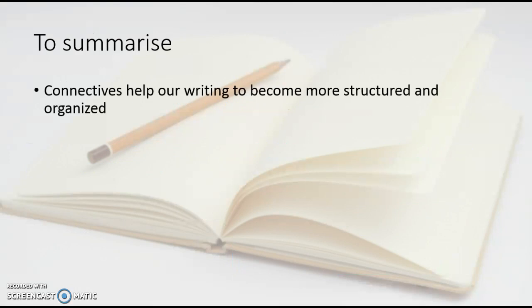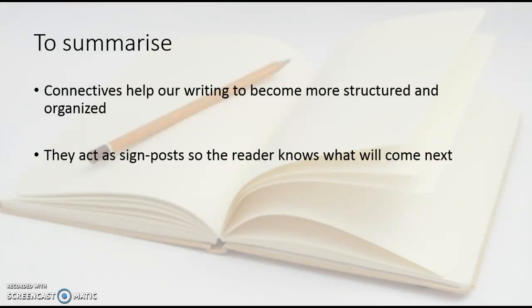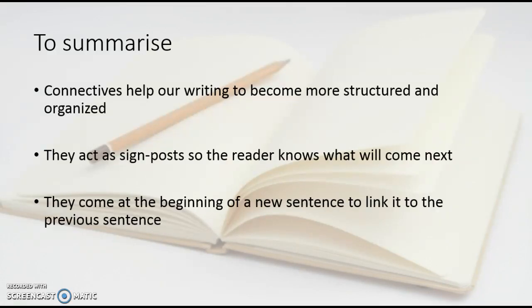So to summarize, connectives help our writing to become more structured and organized by telling the reader exactly what's going to come next. They act as signposts. They come at the beginning of a new sentence to link it to the previous sentence. So we'll see it after a full stop. And they're usually, or they're always actually, followed by a comma. Then after the comma, we're going to see the subject, verb, object, or a clause, which then completes the sentence.